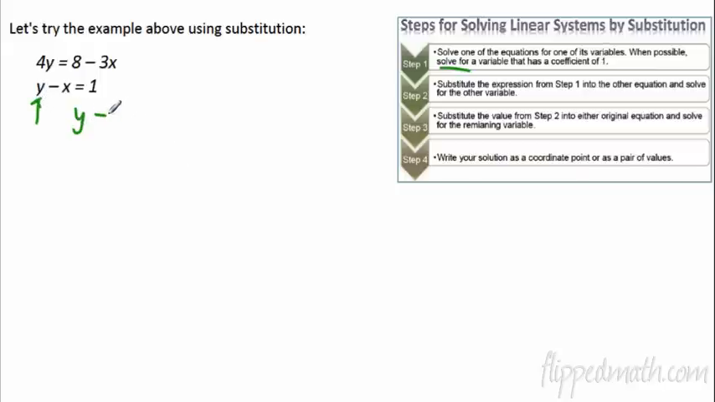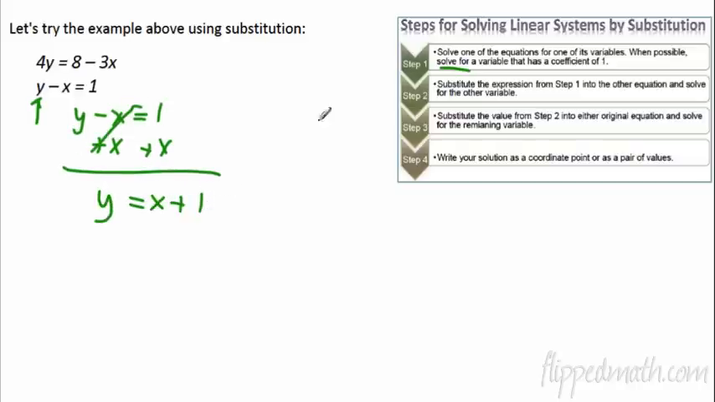So I go y minus x equals 1. Then if I add x to each side, they cancel out. We get y equals x plus 1. The substitution comes in when you say, hey, wait a second. This is y, and y is equal to x plus 1. If I go back to the other equation, I can take out the y right here, and I can put in the x plus 1.